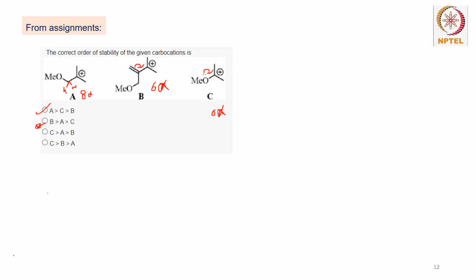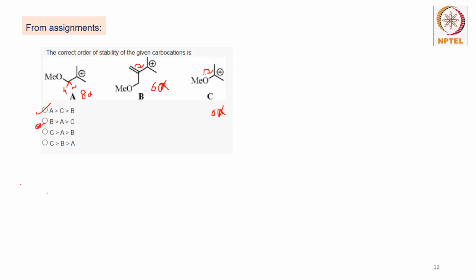The right answer will be A greater than C greater than B, not B. B will not be the answer, because B has 6 alpha hydrogen, but A has 8 alpha hydrogen, so B has less stability than A, because A has 8 alpha hydrogen to give more hyperconjugative structures.